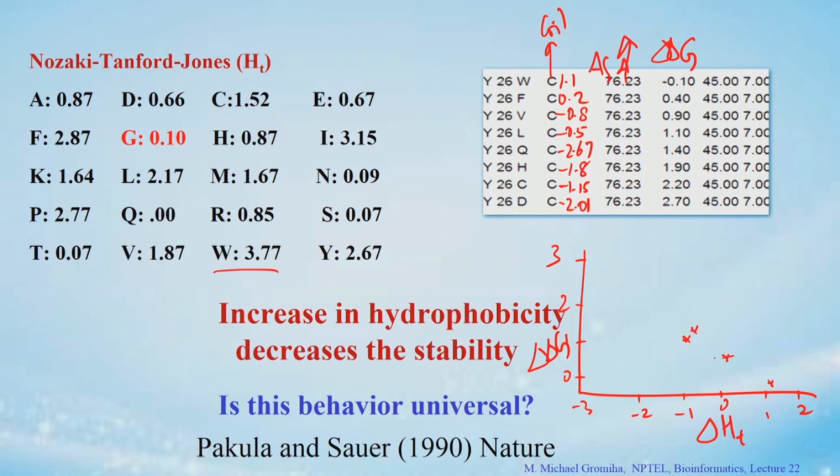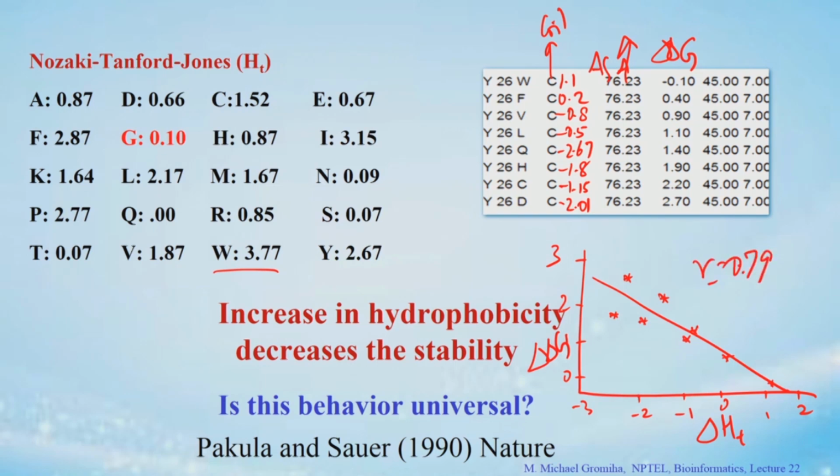Y26Q, minus 2.67 and 1.4. Y26H, minus 1.8 and 1.9. Y26C, minus 1.15 and 2.2. Y26D, minus 2.01 and 2.7, somewhere here. How about the correlation here? You can see an inverse correlation, and the correlation coefficient is 0.79.